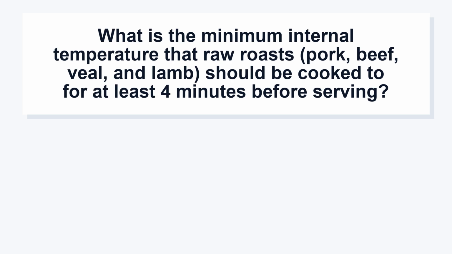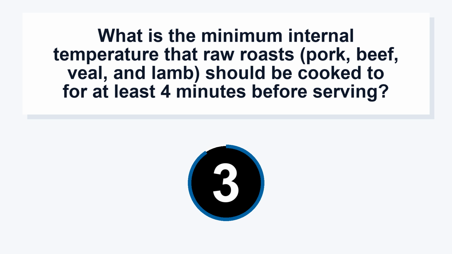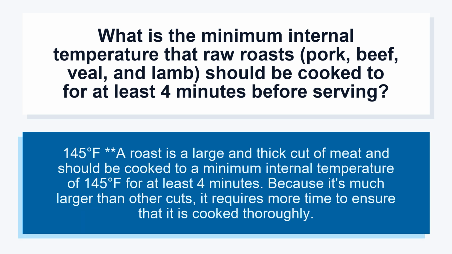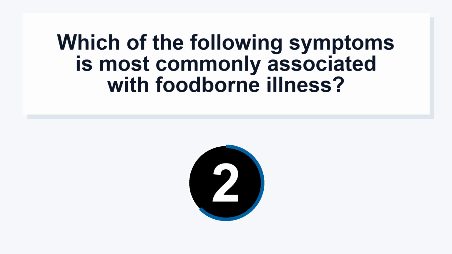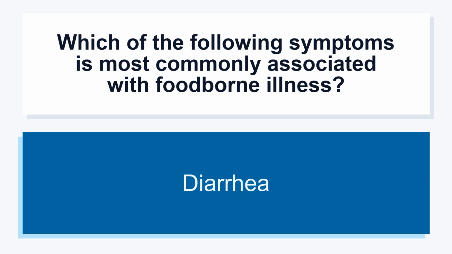What is the minimum internal temperature that raw roasts, pork, beef, veal, and lamb should be cooked to for at least 4 minutes before serving? 145 degrees Fahrenheit. A roast is a large and thick cut of meat and should be cooked to a minimum internal temperature of 145 degrees Fahrenheit for at least 4 minutes. Because it's much larger than other cuts, it requires more time to ensure that it is cooked thoroughly. Which of the following symptoms is most commonly associated with foodborne illness? Diarrhea.